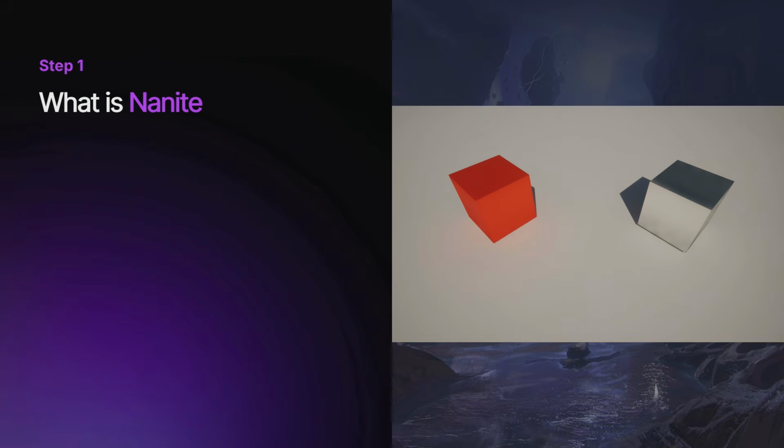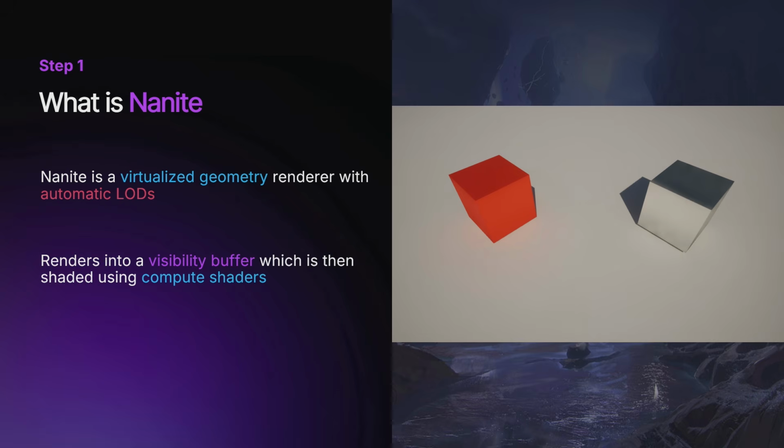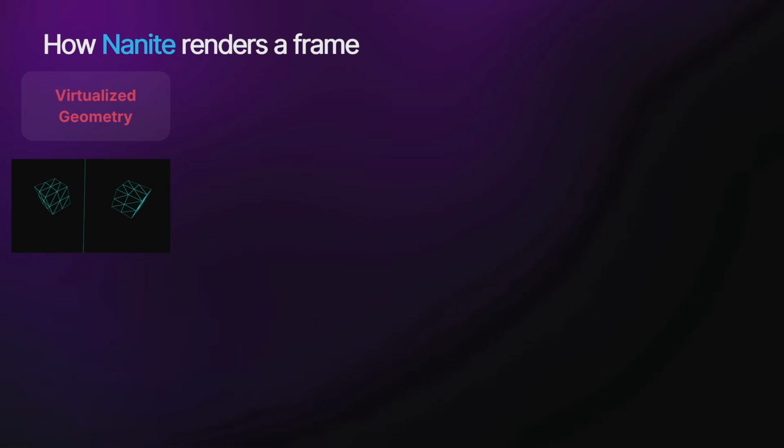what is Nanite? As most of you probably know, Nanite is a virtualized geometry renderer with automatic level of details. And the way it works is it renders into a visibility buffer, which is then shaded using compute shaders. So if we look at the image on the right, the way it's rendered is we first start with that virtualized geometry I was telling you about. We rasterize this into a vis buffer and a shading mask.